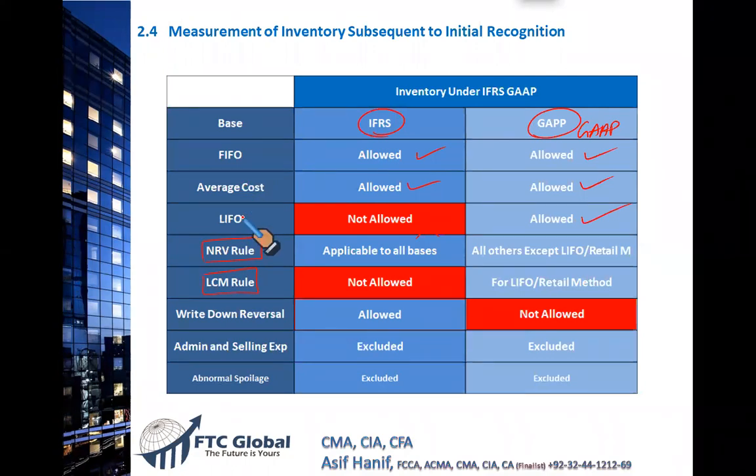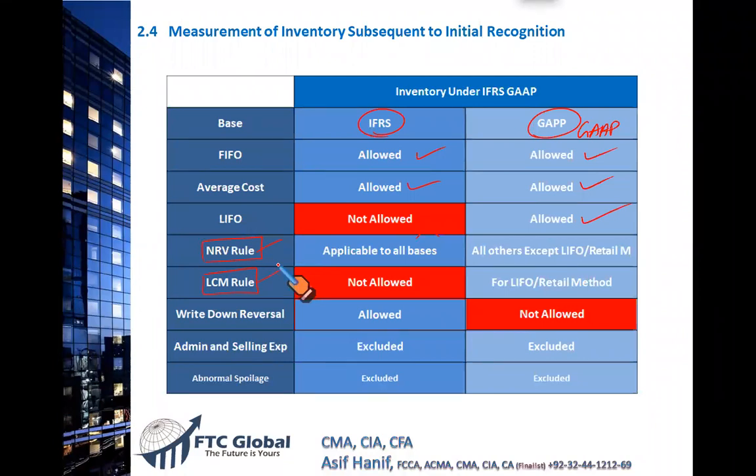But once you have valued your inventory by any of these methods, subsequently, what if the prices fall or what if the prices increase? How do we account for these changes? What if the goods have lost their value? We can't keep them at a higher cost because the accounting concept of conservatism does not allow us to carry a higher value of items in inventory, whereas the market value may have fallen. So we will discuss the NRV rule and LCM rule.